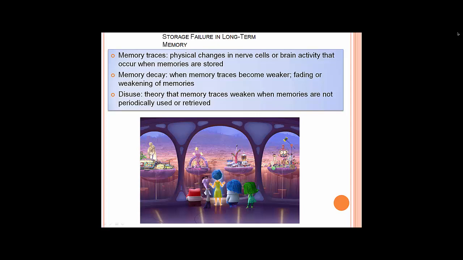Memory decay is when memory traces become weaker or fading. And disuse, this is theoretical, is that memory traces weaken when memories are not periodically used or retrieved. Certainly that is seemingly true, and memory traces do tend to weaken. But then what is that actual process? What is that neurochemical and biochemical process, that molecular process within those neurons that causes that? That's something that we're interested in as well. Not in this class, but in future research.